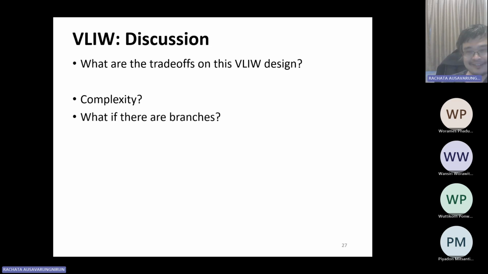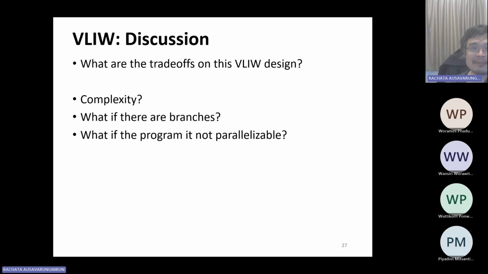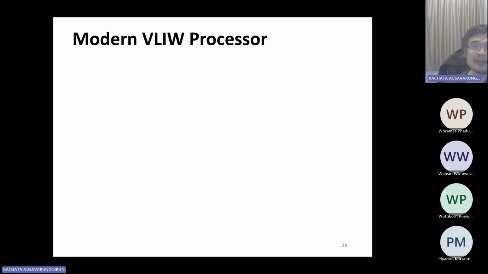But if there are branches, then you throw away a lot more things, right? So branches are even worse here. You can see the example in the GPU world as well, that branches are bad for this school of thought in terms of architecture. What if the program is not parallelizable? That's also another possibility. You have an example of a modern VLIW processor in the Intel Itanium, the 64-bit version from Intel.